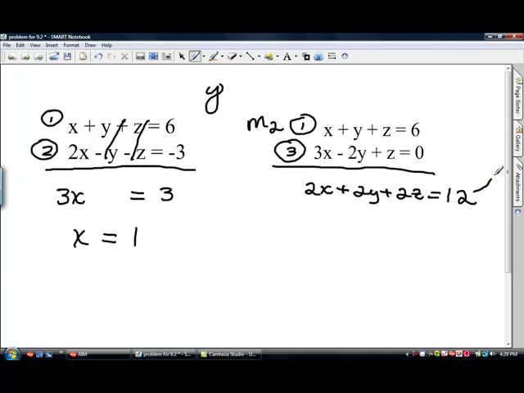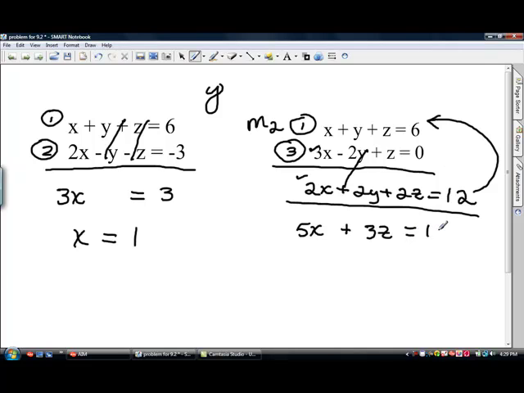This just substitutes for this top equation. I've just made a brand new equation now. Now I want to add this one and this one. Those are my 2 new equations that I want to take care of. So I'm just going to add them. And here I get a 5x. This one eliminates, which is what I wanted. Here I get a 3z. And here I get 0 plus 12 is 12.